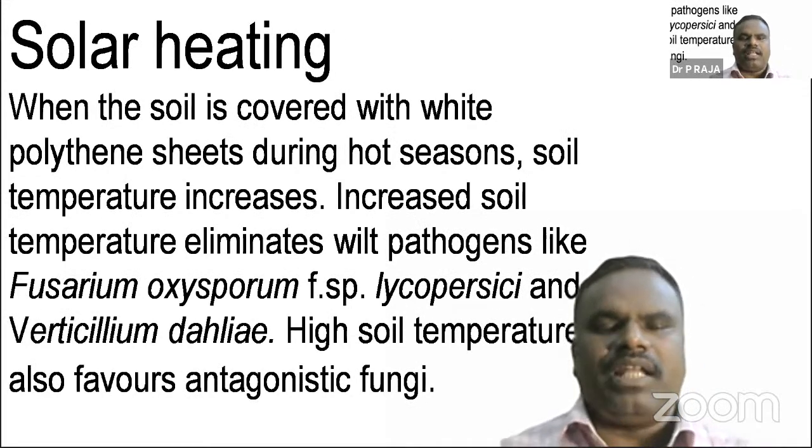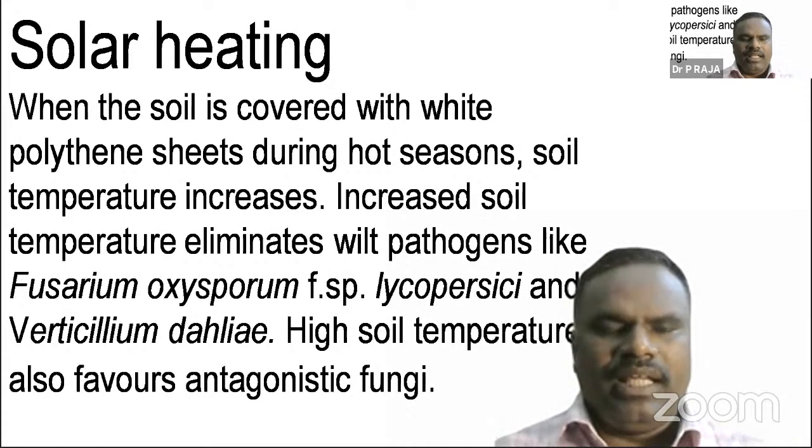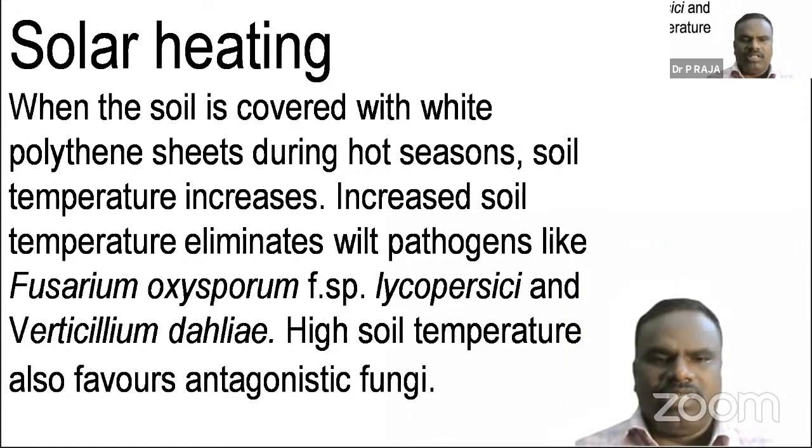And then solar heating. Using the natural heat, we can kill all the pathogens. We can trap this solar heat. When you cover with a polythene sheet, the temperature may increase up to 5 degrees centigrade. With this sudden increase in temperature, all the microbes which are there in the soil will die, thereby eliminating all these pathogens in the soil.